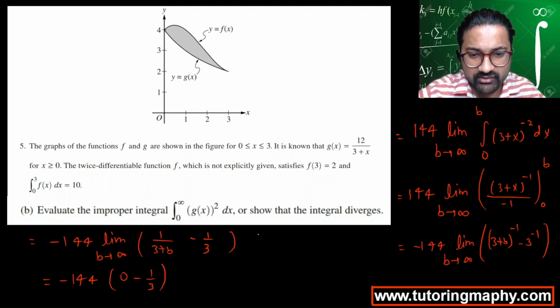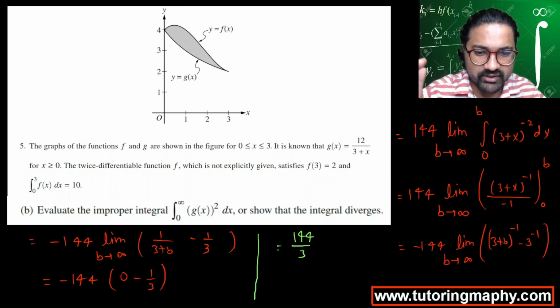I'm going to change my color to write the final answer as negative 144 times negative 1 over 3, which is 144 divided by 3. 4 times 4 is 8, 9. Wow, this is divisible, right? 3 times 4 is 12. And 3 times 8 is 24. So the answer is 48.